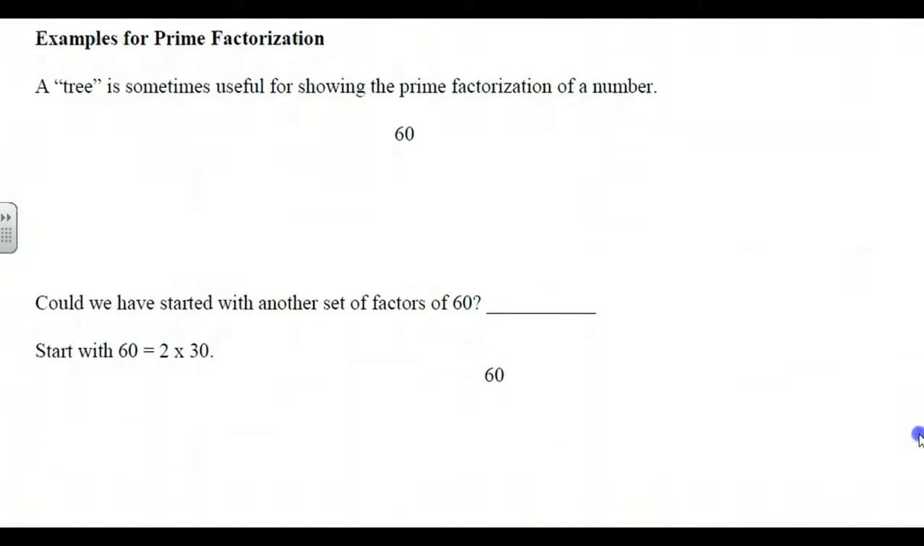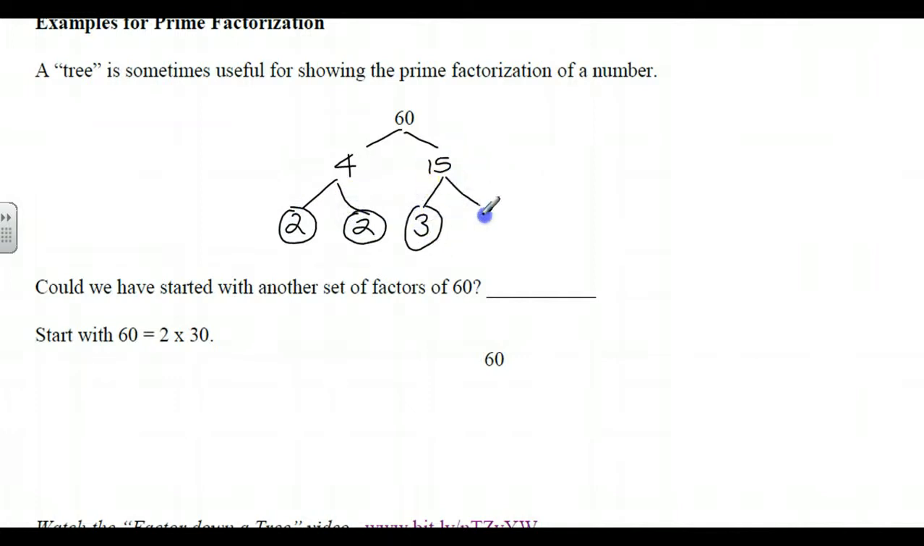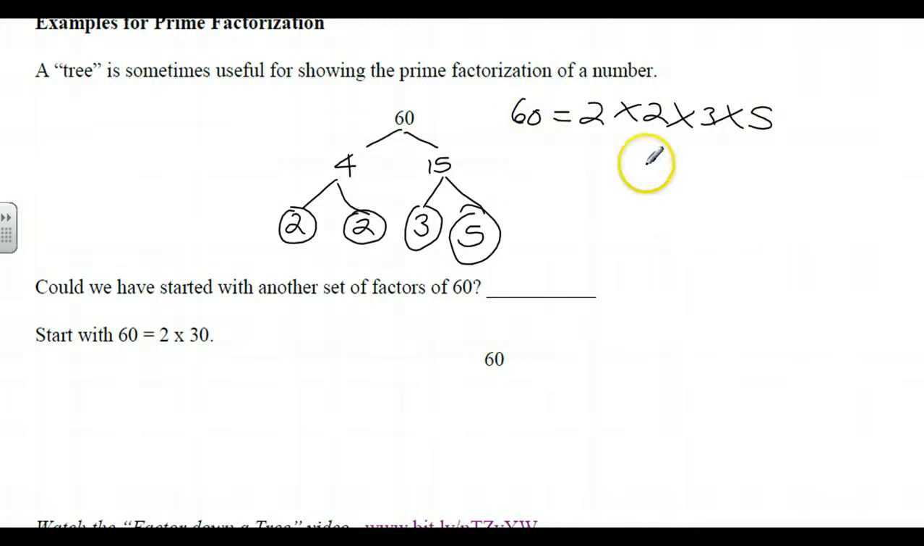Examples: a tree is sometimes useful for showing the prime factorization of a number. So for example, we could write 60 as 4 times 15. But neither of these are prime. 4 is 2 times 2. Now this is prime, so I'm going to circle it. And 15 is 3, which is prime, times 5, which is also prime. So 60 is equal to 2 times 2 times 3 times 5. Each of these numbers are prime, so that is the prime factorization.